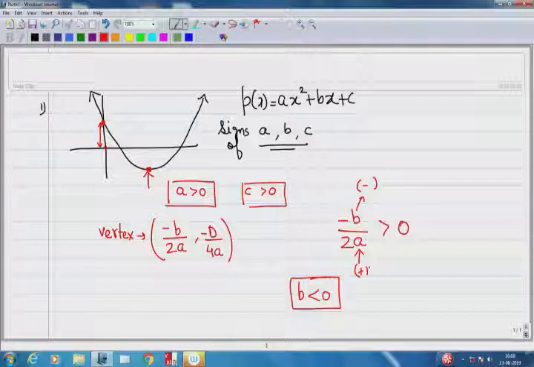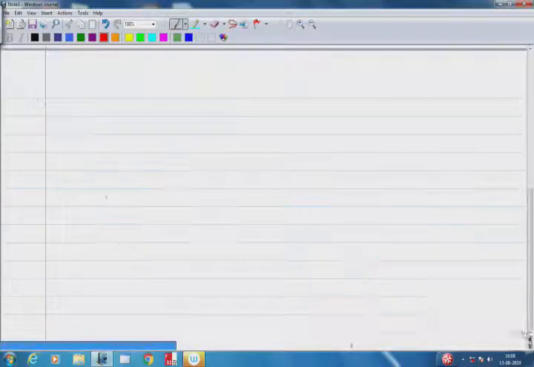All of you are getting it? This a is positive, c is positive, and b has to be negative. Now the next question.